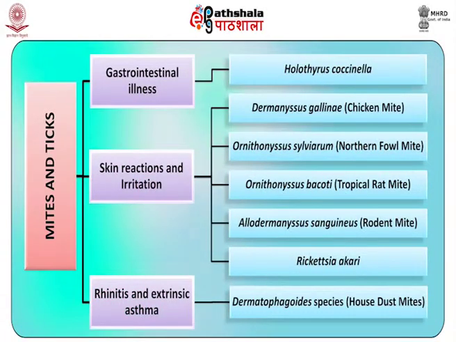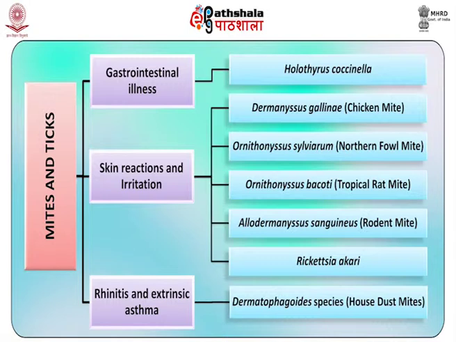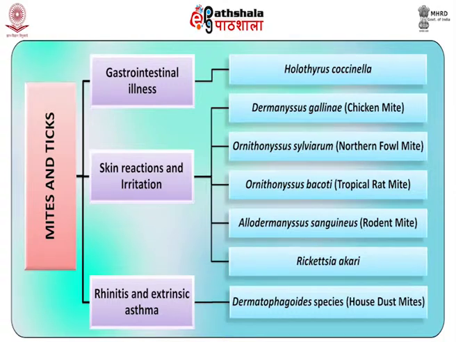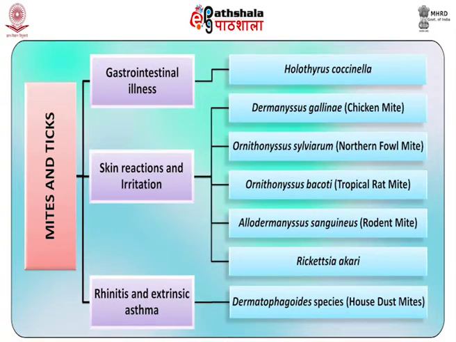Gastrointestinal illness has been reported in children who handled the mite, that is Holothyrus coccinella, and then placed their fingers in their mouth. Skin reactions and irritation in humans is seen from a number of different mites, including Dermanyssus gallinae, that is the chicken mite. Next is Ornithonyssus sylviarum, or the northern fowl mite. Ornithonyssus bacoti, that is tropical rat mite, and Allodermanyssus sanguineus, rodent mite, and Rickettsia akari.